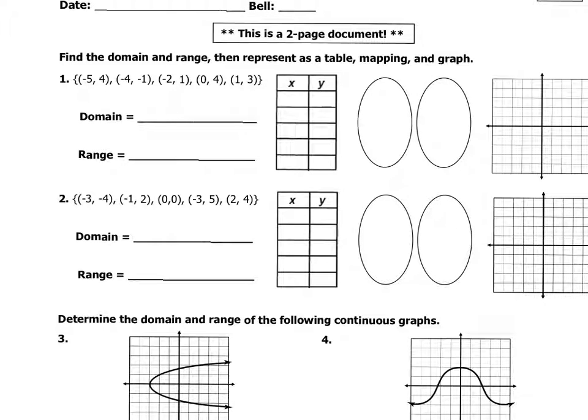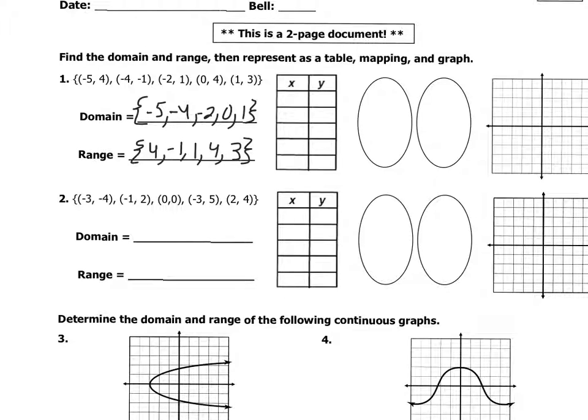Okay, so here's the PDF for Module 3. So number 1, we're just asked to find the domain and range and then represent it as a table, a mapping, and a graph. So domain would just be your x values, so that would be -5, -4, -2, 0, and 1. So remember, your domain is always just your x values, whereas your range would be your y values, so that would be 4, -1, 1, 4, and 3.